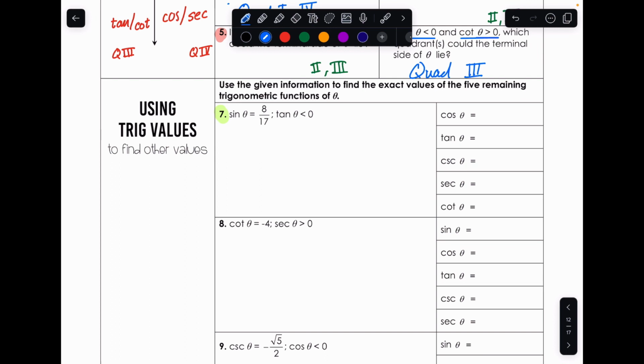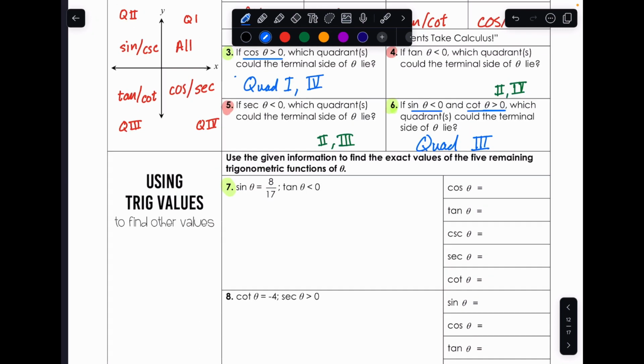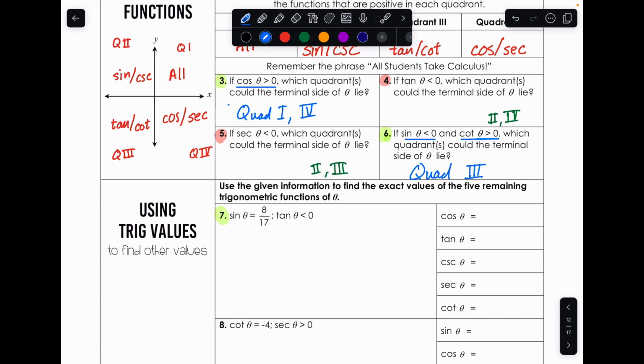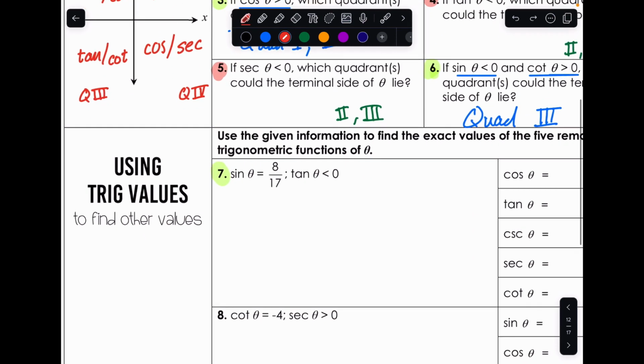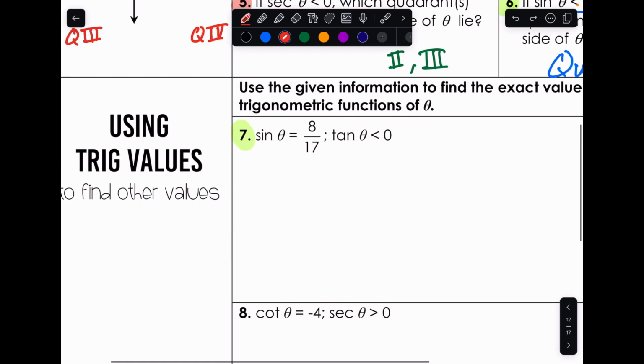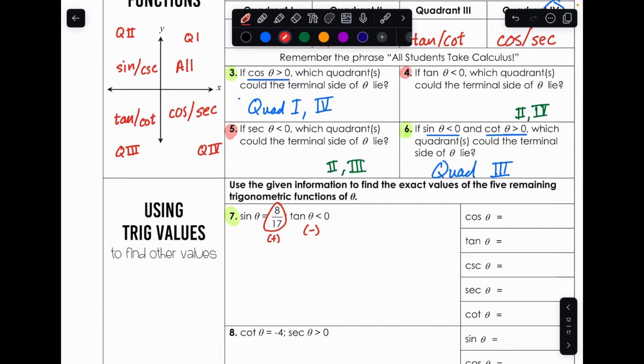Let's see. Sine theta is equal to 8 over 17, but tan theta is less than 0. Tangent theta is negative. So this is kind of a tricky question. What do we know? We know that sine is positive, and we're saying that tangent is negative. So when is tangent going to be negative?